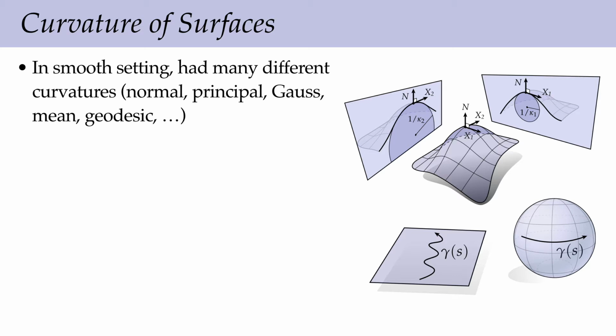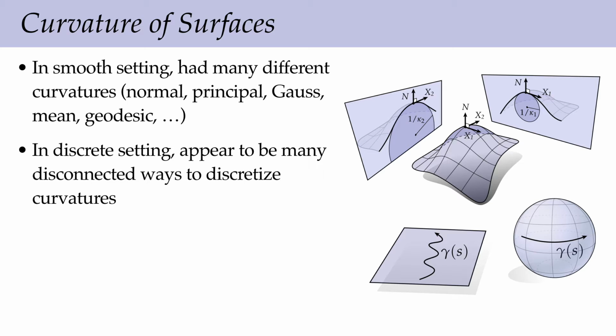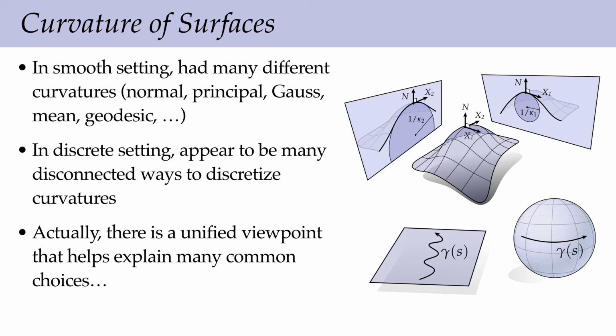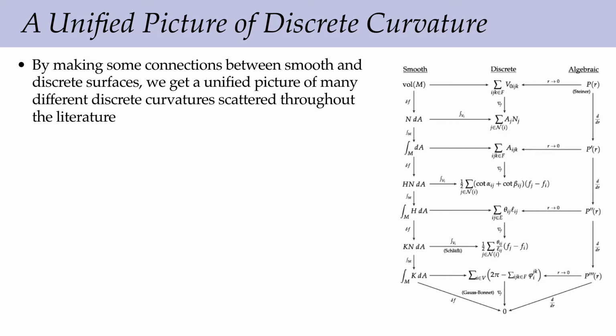Remember that in the smooth setting, we did have many different curvatures: normal, principal, Gauss, mean, geodesic curvature, and so forth. And in the discrete setting, if you look at what people have written on discrete curvature, it may appear that there are many disconnected and disparate ways to discretize these curvatures or talk about these curvatures on a triangle mesh. Actually, what we're going to see today is there's a very nice unified viewpoint that helps to explain that all of these different choices, or at least many of these different choices, all really kind of fit together in a very natural way. So by making some connections between smooth and discrete surfaces, we're going to get a unified picture of these many different discrete curvatures that are scattered throughout the literature.